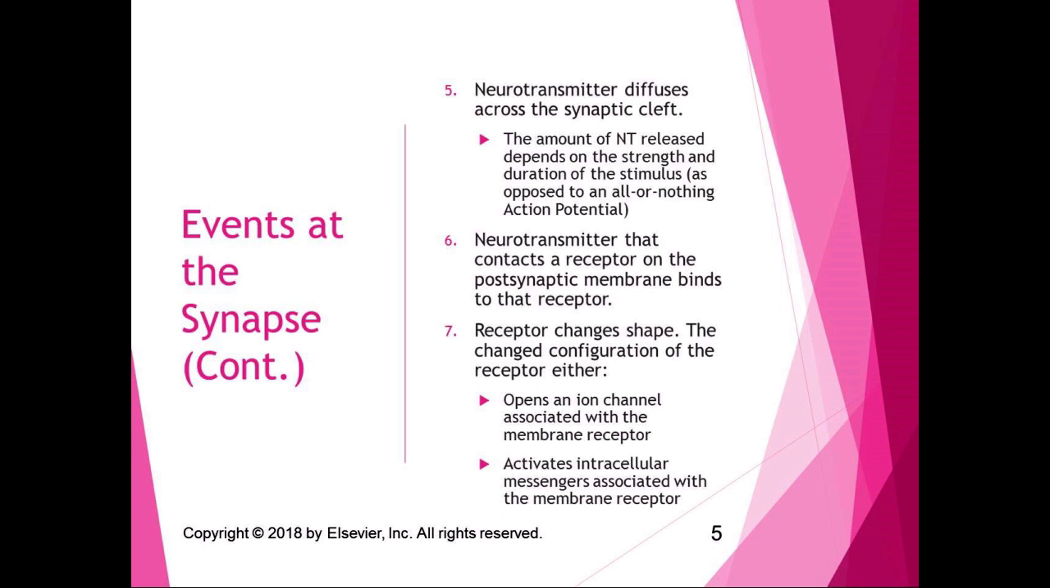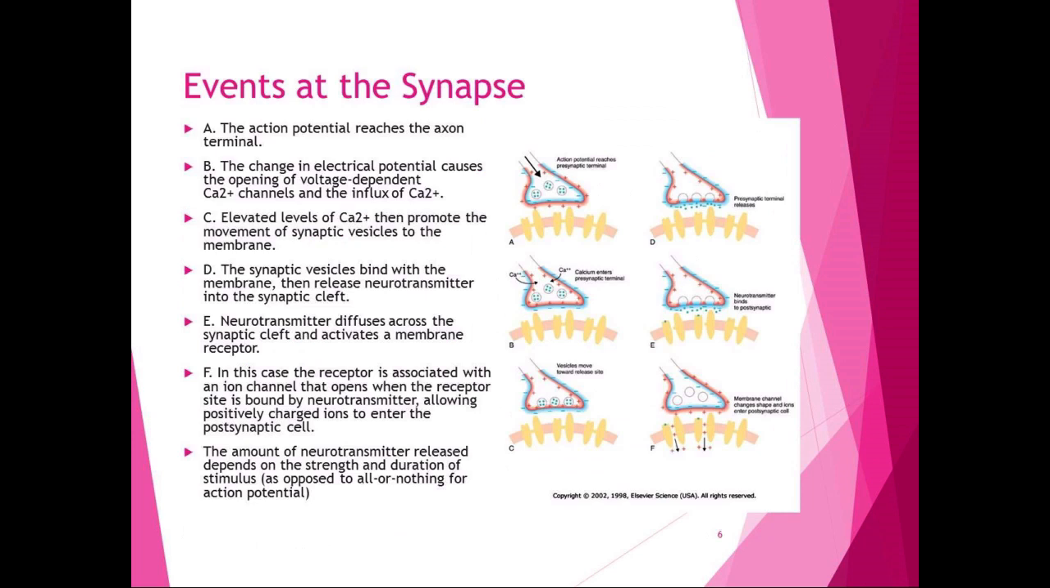The metabotropic, or the other membrane channels, they have farther reaching and longer lasting effects. So you can think of it in this example as either it opens an ion channel or it does something else. And we'll talk about the something else later. So those are the 7 steps I want you to know. So this is the graphic from the book that shows those 7 steps.